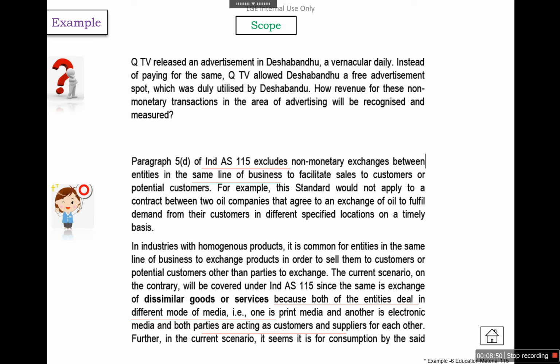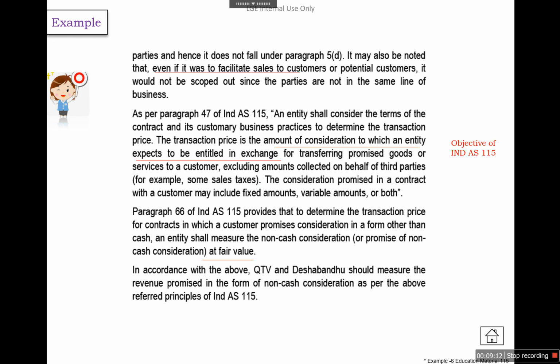So in this case, both QTV and the newspaper are using a different mode of media, so it will not be considered an exception to the exclusion from Ind AS 115, because the transaction is of dissimilar goods. So it will be covered under Ind AS 115 and the transaction will be recorded at fair value.